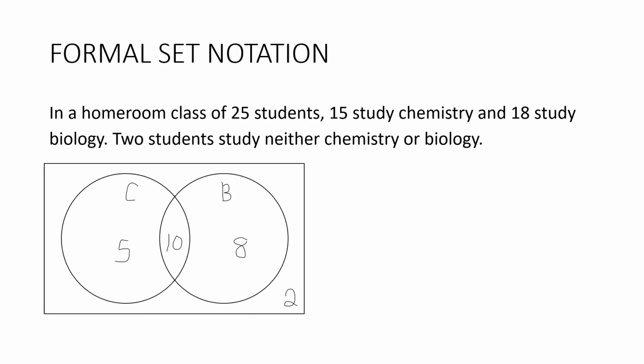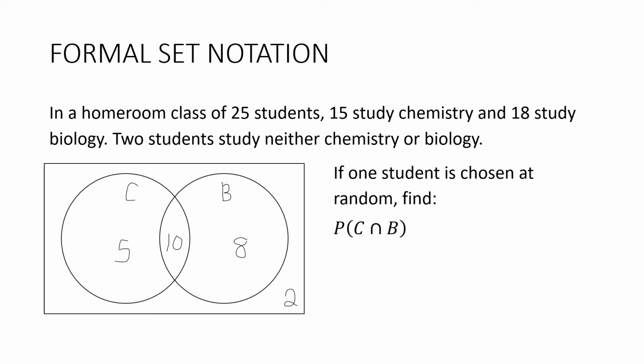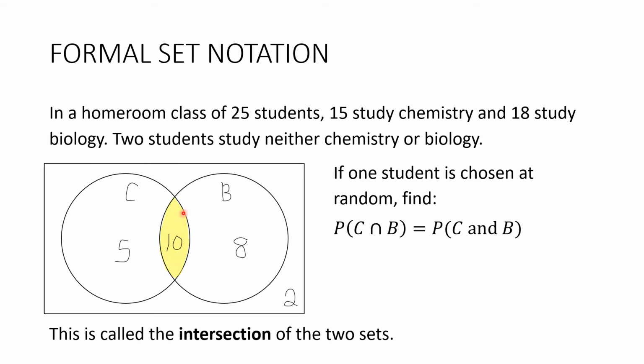Now we're going to look at a bit of formal set notation, which is going to be important for years 11 and 12. This is the same question that we used before, and we've drawn the Venn diagram. Now remember, I asked you some questions about this. One student is chosen at random. Now I'm going to ask, find the probability of C intersection B. So this is the same as C and B, chemistry and biology. So this is called the intersection of the two sets. It's where they overlap. So the probability that they study chemistry and they study biology is still going to be the same answer, 10 out of 25. Okay, so that's the intersection of the two sets.